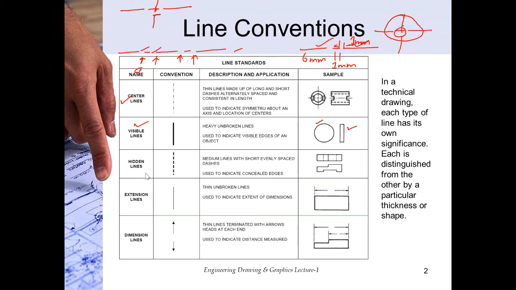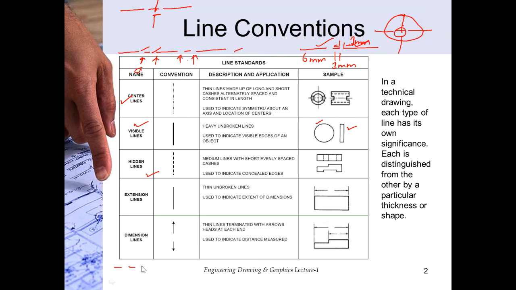Then we have the hidden lines, medium lines with short evenly spaced dashes used to indicate concealed edges. Medium refers to the thickness of the line: it is not a very thick line, nor a very thin line, it is a medium thickness line, and it is made up of short evenly spaced dashes. For example, this is a hidden line.